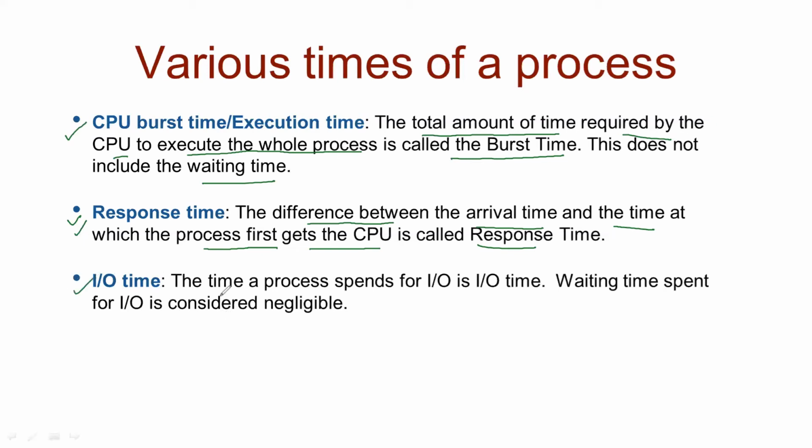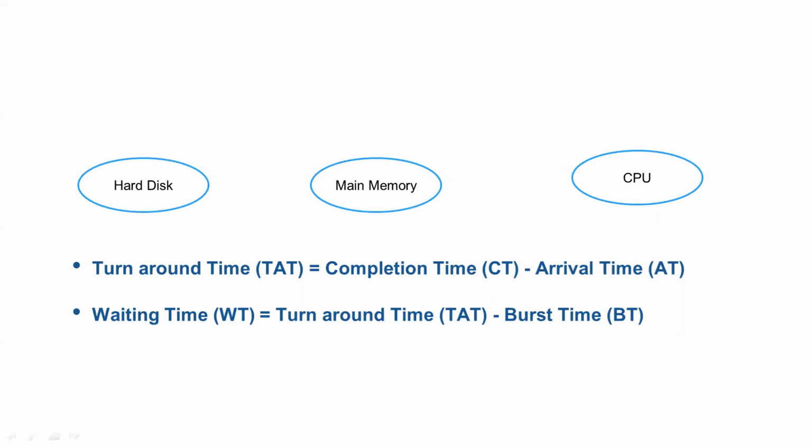Input output time. The time a process spends for I/O is I/O time. It is important to note that all the scheduling algorithms consider the time spent by a process for input output to be negligible. The waiting time is only the time which a process spends in the ready state. All the time that it spends waiting for other devices is considered negligible.